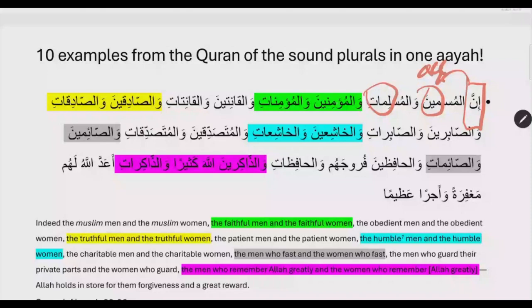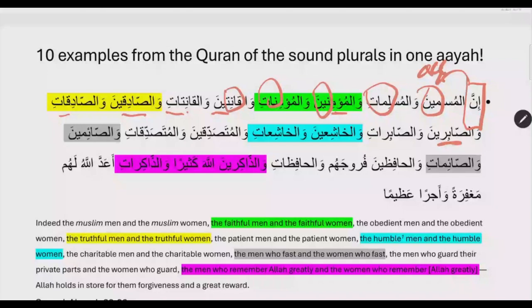Qanit, qanata is to do with obedience, right? That's the root. So you have qanitina wal qanitat, right? The obedient men and the obedient women. Sadiq is to do with sidq, is honesty or truthfulness. So the Sadiq is the male people that are truthful, and Sadiqat are the females that are truthful. Sabr, we know, is the word to be patient. So sabirina and sabirat is the male people that are patient and the females that are patient.